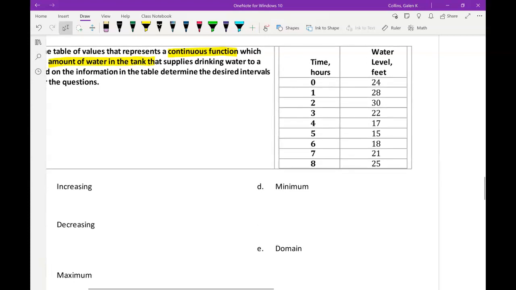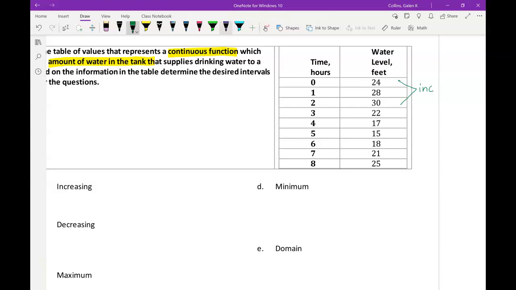So based on the table alone, I know that the water level is increasing from 24 to 30. I'm just going to write out to the side, increase. Now, here's the thing we don't know: maybe between the first and the second hour, the water actually dips and then increases back up to 30. So again, we really don't have enough information to answer this question, but we're going to do our best.